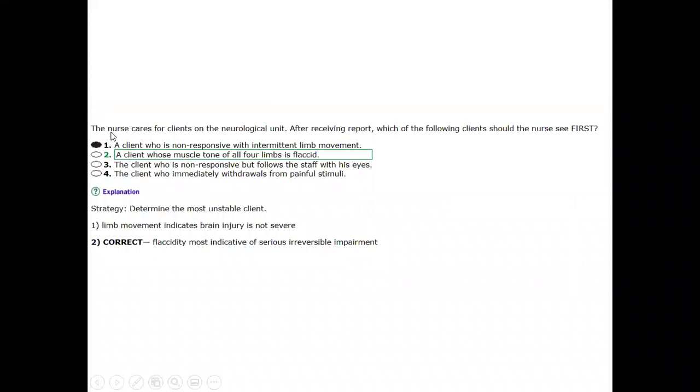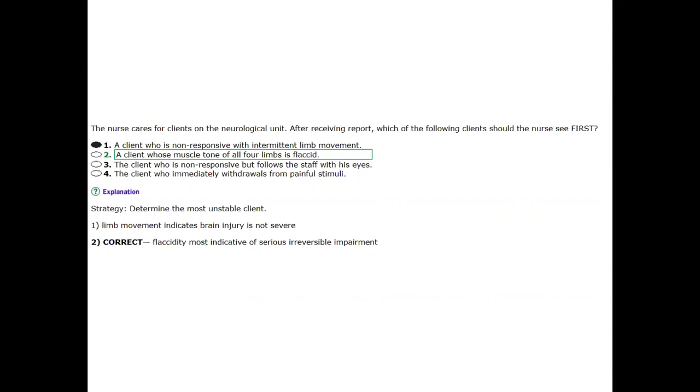The next question: the nurse cares for clients on a neurologic unit. After reviewing the report, which of the following clients should the nurse take first? Neurologic. Number 1, a client who is non-responsive with intermittent limb movement. So the patient is not responding, right? So this question actually is about prioritization, or triage.